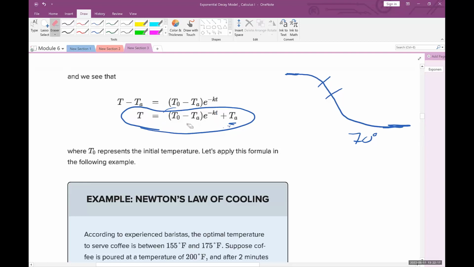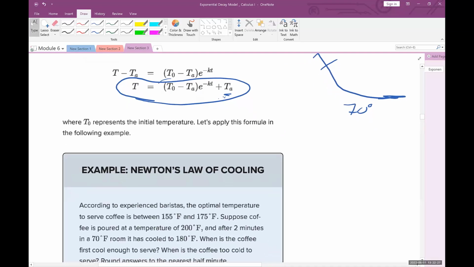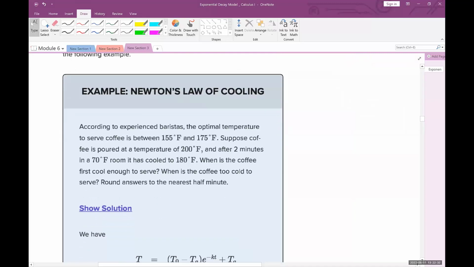Now, you could probably argue with me if you want and say, oh, well, you never actually add the ambient temperature, which is a fun argument to make. Because if T goes to infinity, it'd still be slightly off. Okay, we're not going to be at infinity time.